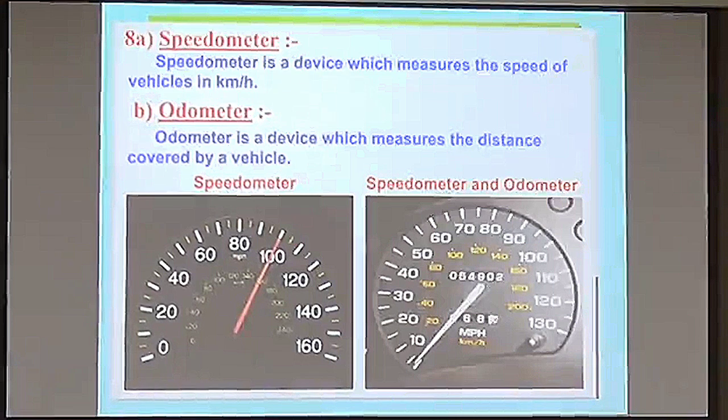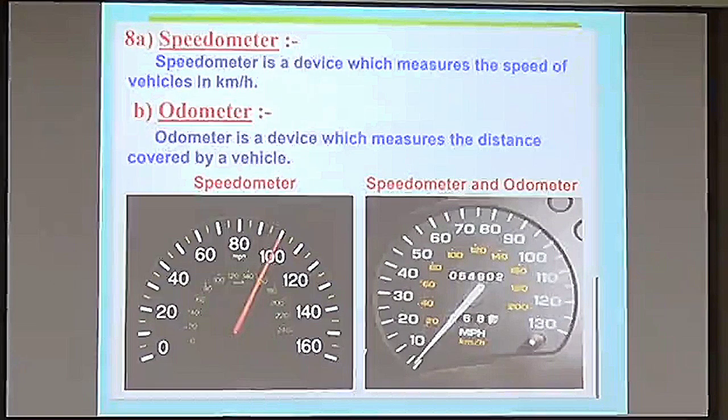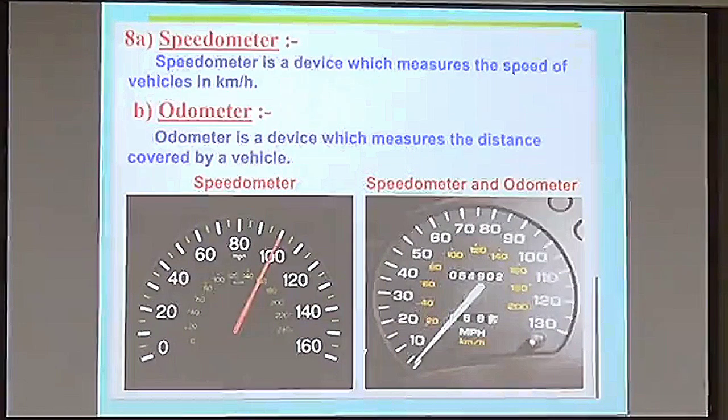Have you seen these meters in the cars or the bike? So first of all, the first meter is a speedometer. The needle is moving on the scale, and wherever it is pointing, that is the speed of the vehicle. So right now, what is the speed of the vehicle? The speed is 100 km per hour.